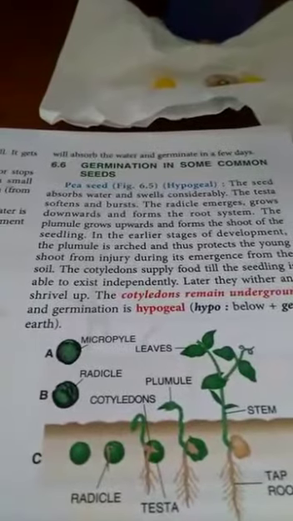Cotyledons supply food. They remain inside. They supply food, and once the plant becomes independent, they wither off, right? So this type of germination is hypogeal germination because cotyledons remain inside the seed.